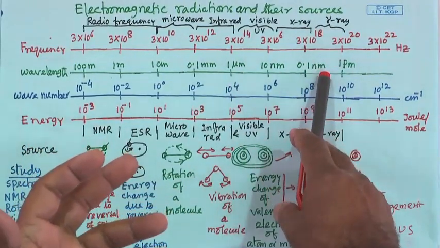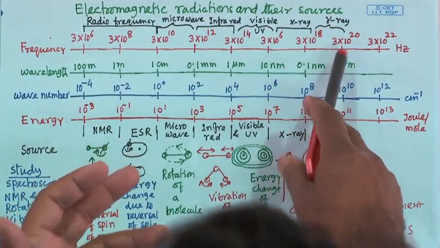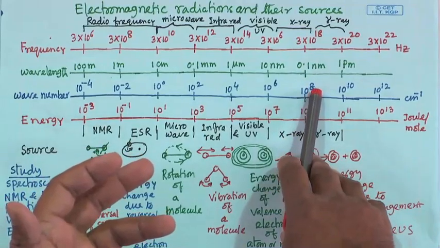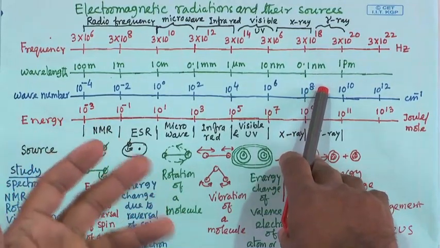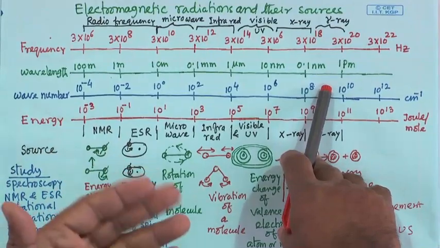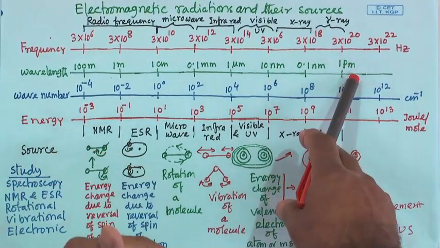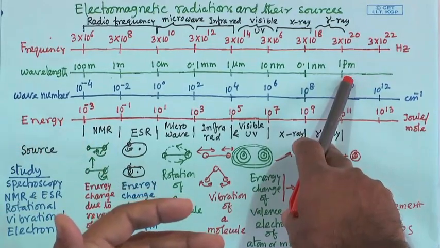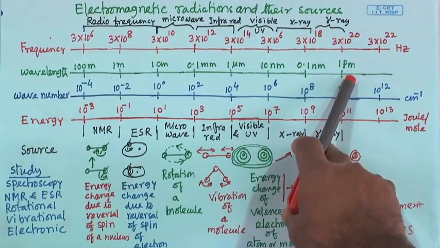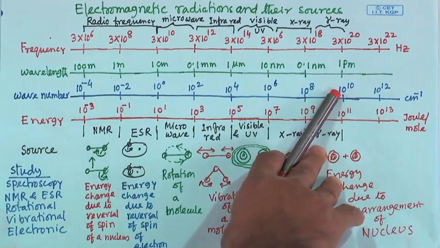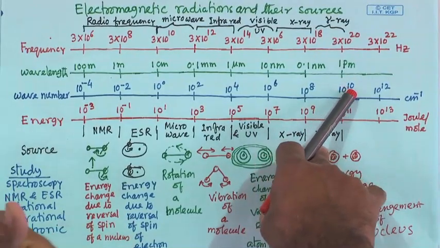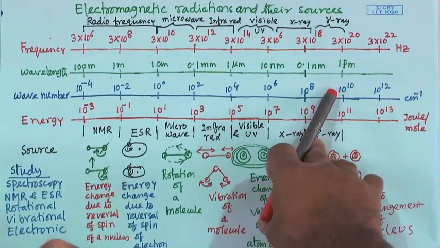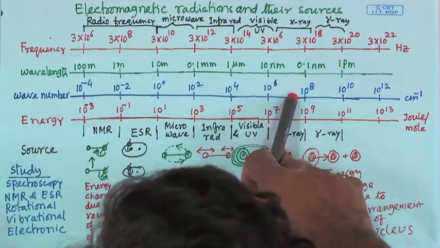Similarly, X-ray and gamma ray overlap in this range, for the same frequency or wavelength. So it can be X-ray or it can be gamma ray. Whether we call it X-ray or gamma ray, we can tell only by seeing the source of this radiation. What is the source? The source for gamma ray is different from the source for X-ray.